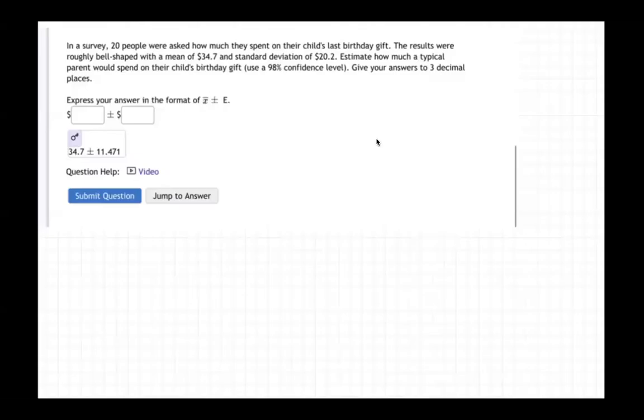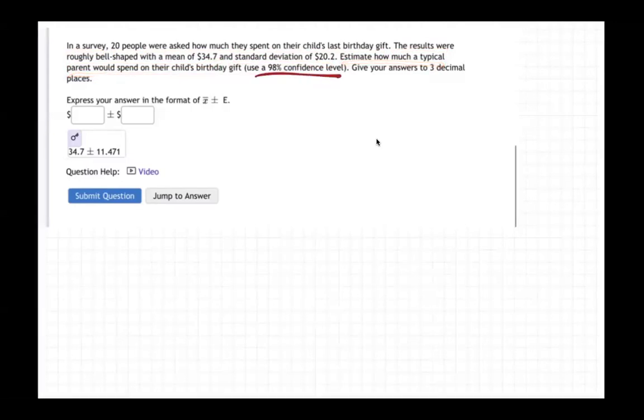Okay, so on this example, it says in a survey, 20 people were asked how much they spent on their child's last birthday gift. The results were roughly bell-shaped with a mean of 34.7, standard deviation 20.2. Estimate how much a typical parent would spend on their child's birthday gift using a 98% confidence interval. Okay, so how are we going to do this one?